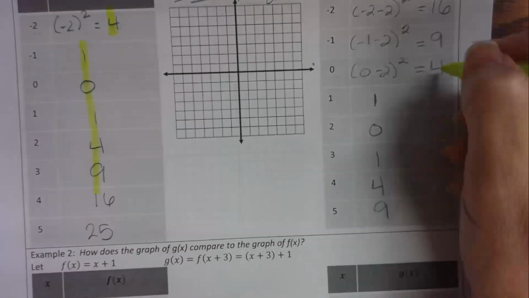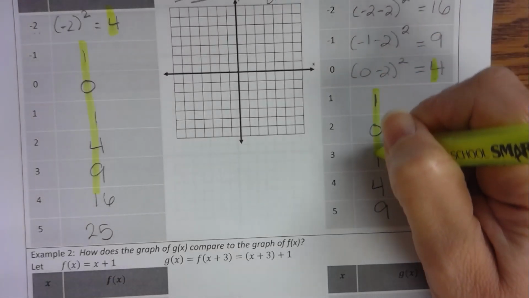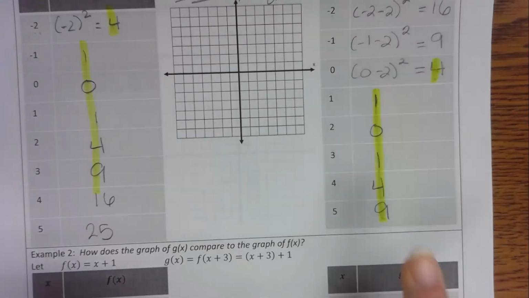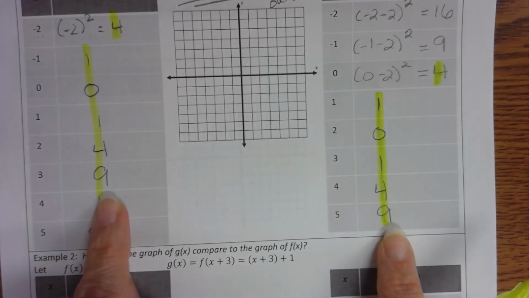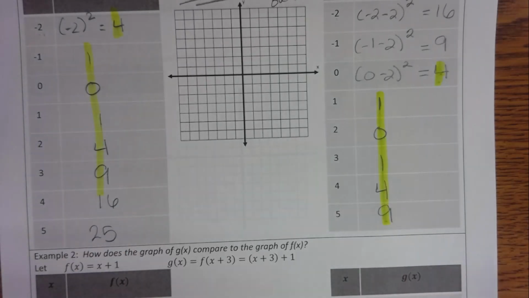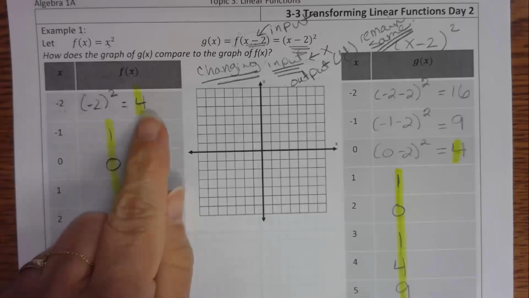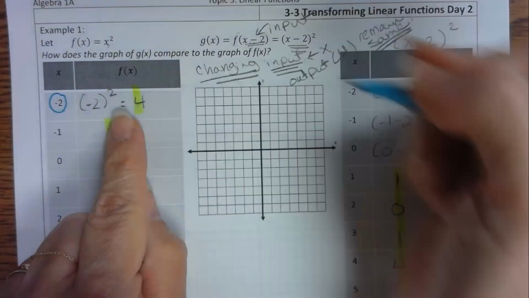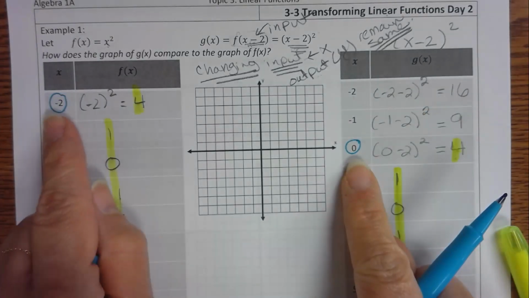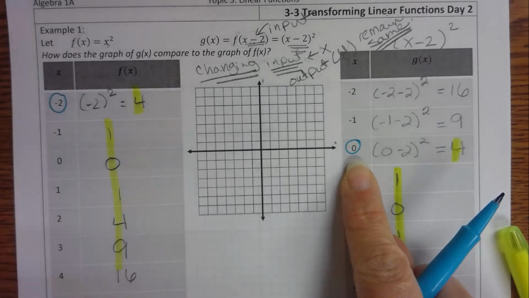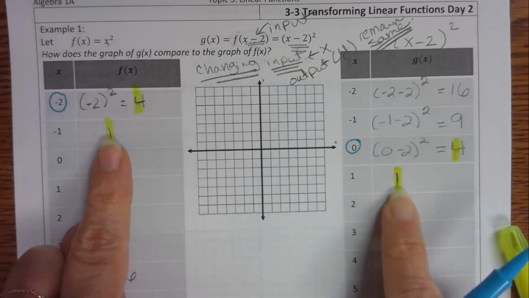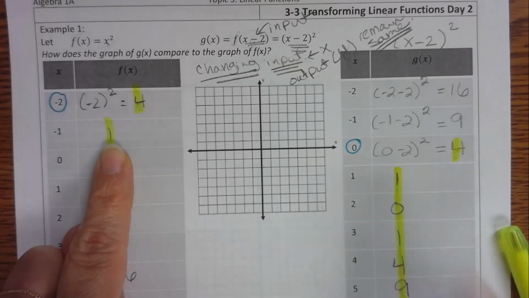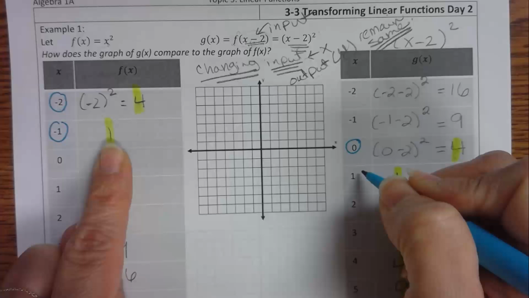Well, I see it right here. 4, 1, 0, 1, 4, 9. This is where the output is exactly the same. Okay, now let's look at the input and see what changed. For the same output here of 4, my input went from -2 to 0. What happened? Yes, it went 2 to the right, this way. Okay, let's look at the output of 1. Same output, we went from -1 to 1.